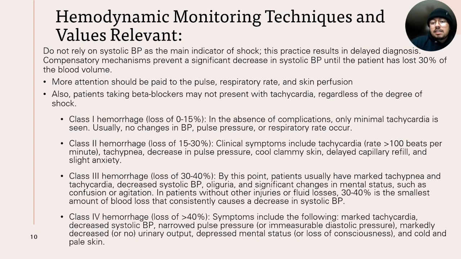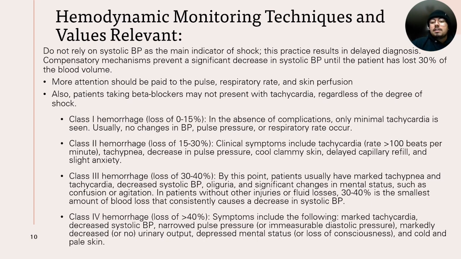Until the patient has lost 30% of the blood volume, that's when you'll see a significant decrease in systolic blood pressure. Class 1 hemorrhage is a loss of 0 to 15% of blood volume. It's the absence of complications, only minimal tachycardia is seen, usually no changes in blood pressure, pulse pressure, or respiratory rate can occur. Class 2 is 15 to 30%, and usually you'll see a lot more symptoms here.